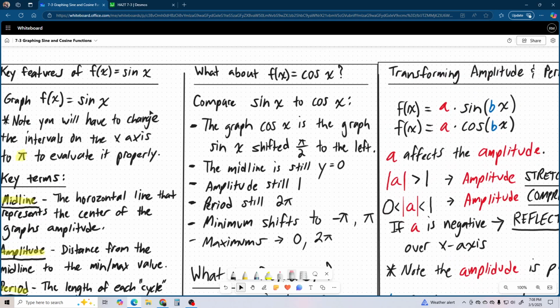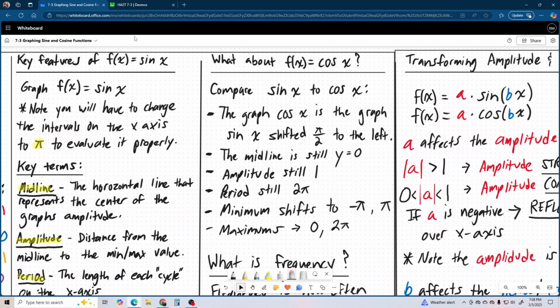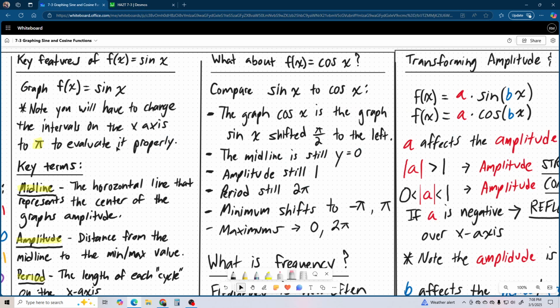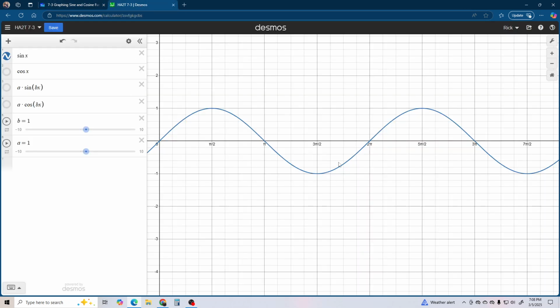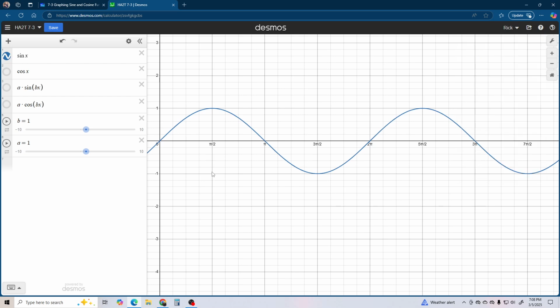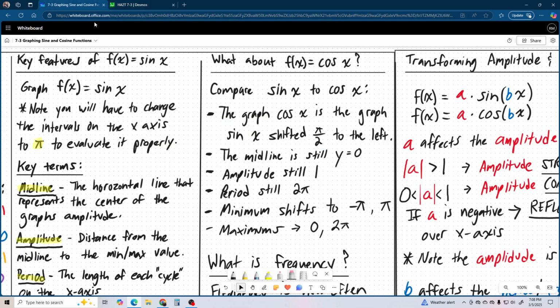All right, so let's look into the key features of our graph here. So if we just look at our graph of sine x, right, I'll put this one back here. There's a few key features here, all right? Now, one thing you'll notice that you can do on Desmos or on your graph is change the step feature here to pi over 2. And this is going to turn these numbers here on the x-axis into pi values as opposed to just normal digits or integers, right? We can change that. So that's kind of useful.